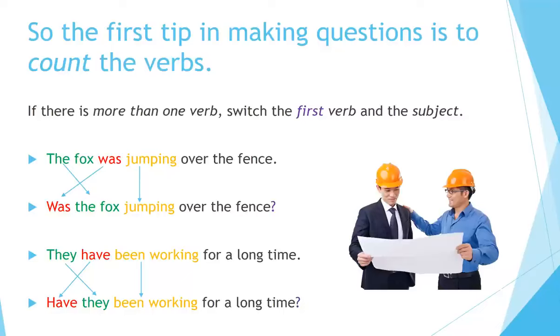Next, they have been working for a long time. How many verbs here? Three. Have been working. We need to switch only the first verb and the subject. Have they been working for a long time? The other two verbs remain in the same position.